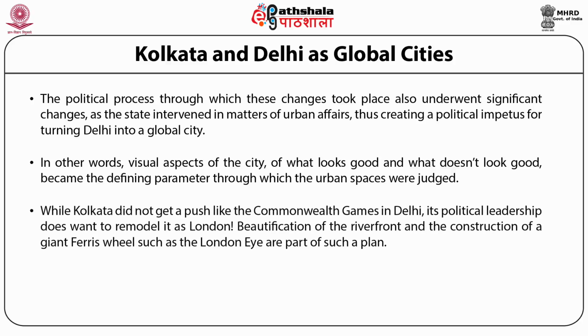While Kolkata did not get a push like the Commonwealth Games in Delhi, its political leadership wants to remodel it as London. Beautification of the riverfront and construction of a giant wheel such as the London Eye are part of such a plan. The rapid changes that are taking place on the eastern fringes of the city are perhaps more indicative of Kolkata's ambition to achieve a global status.